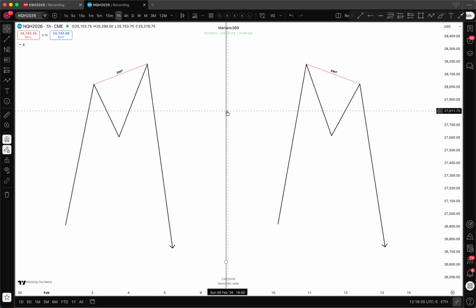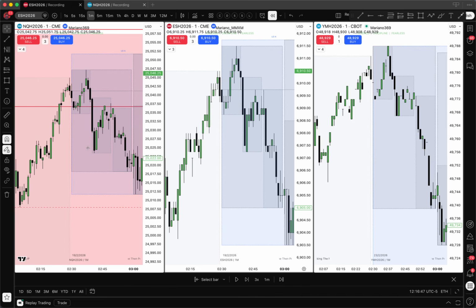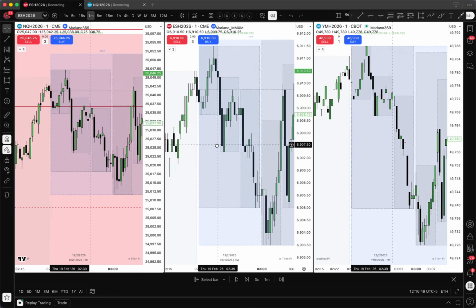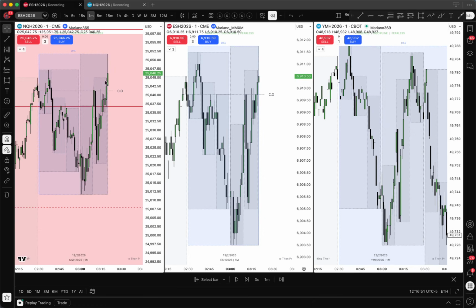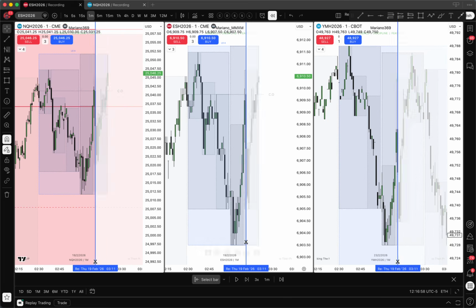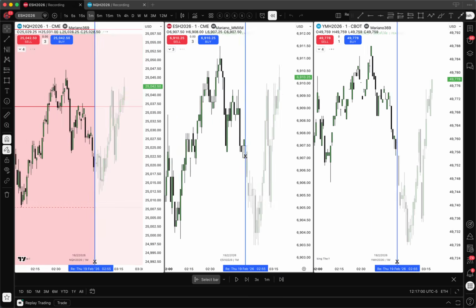And it is a key algorithmic signature that signals potential manipulation, and we know that every single time after manipulation comes distribution. So let's see, after our high gets raided again, we can see that ES and NQ both raided the previous 30-minute cycle high, but YM did not.